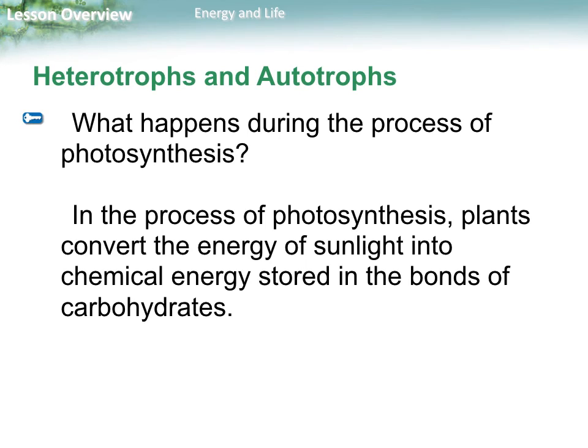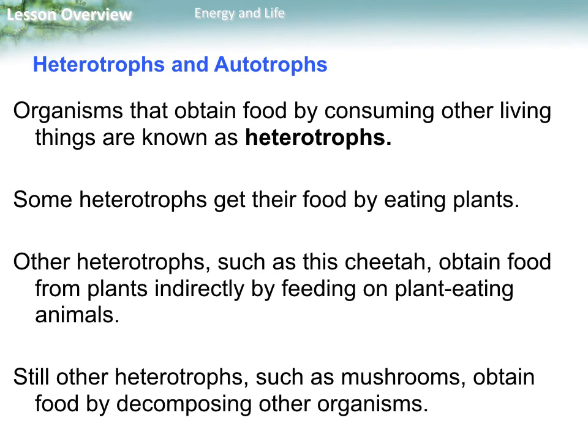Next, we're going to talk about heterotrophs and autotrophs. What happens during the process of photosynthesis? Okay, so let's just talk about in the process of photosynthesis, plants convert the energy of sunlight into chemical energy stored in the bonds of carbohydrates, right? You know that already. What are heterotrophs and autotrophs? So, organisms that obtain food by consuming other living things are heterotrophs. Hetero meaning other, trophs meaning feeding or food. So, heterotrophs get their food from something else.